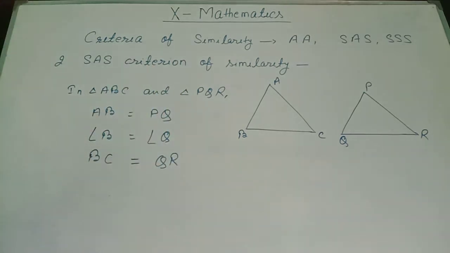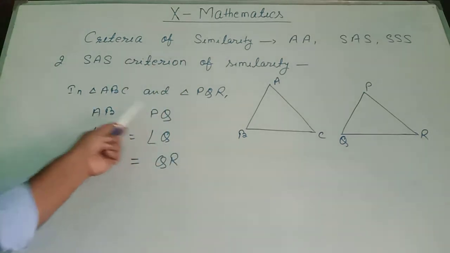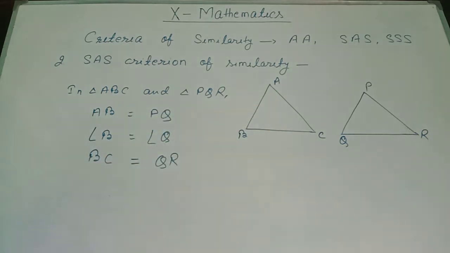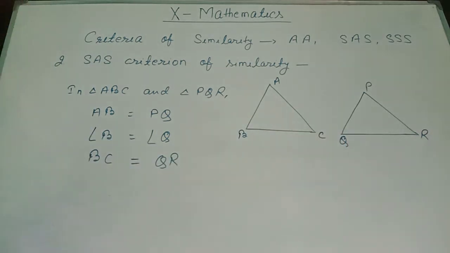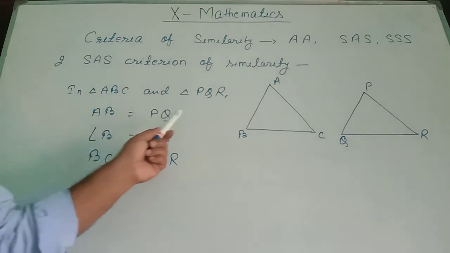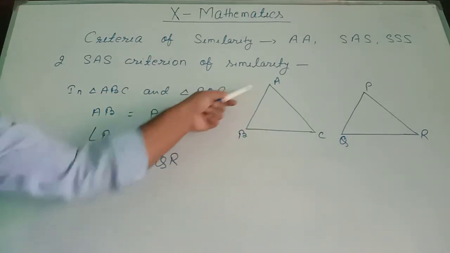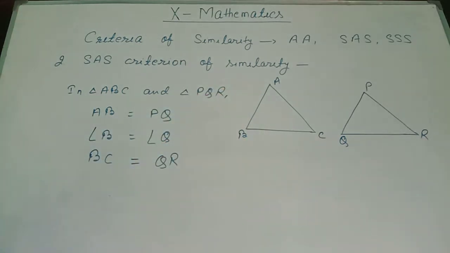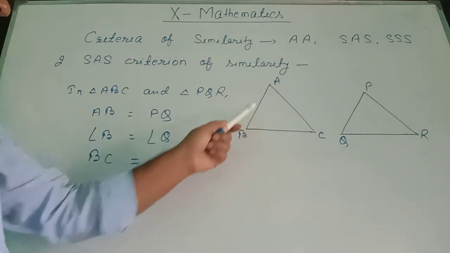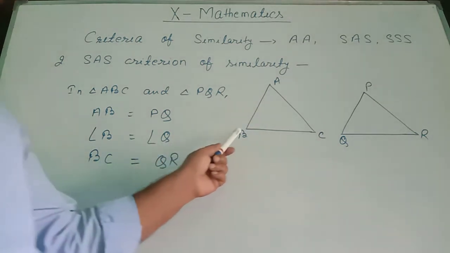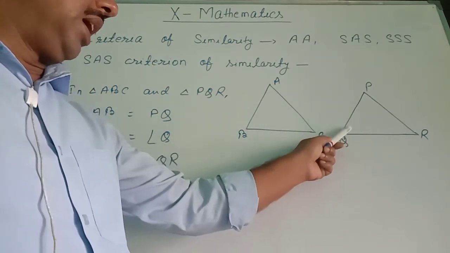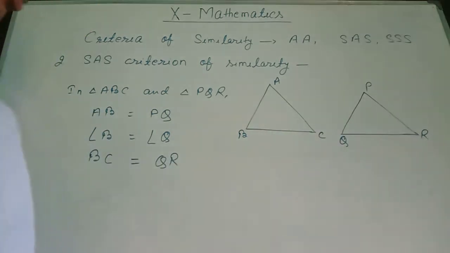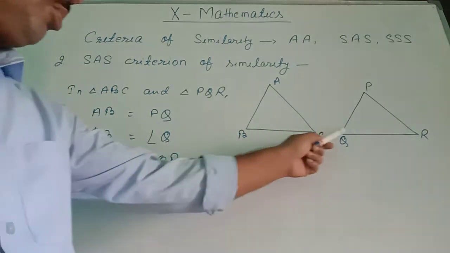So in these three conditions, what are we seeing? These two are a pair of corresponding sides. This should be equal. These two are also a pair of corresponding sides. This should also be equal. And the angle lying between these two sides, as we are using AB and BC of triangle ABC, angle B lies between these two sides. Similarly, in the other triangle you are using PQ and QR, Q will lie between these two sides. So angle B should be equal to angle Q.